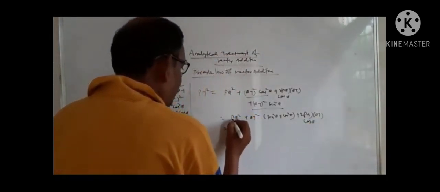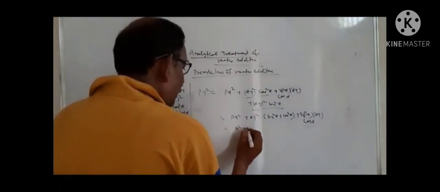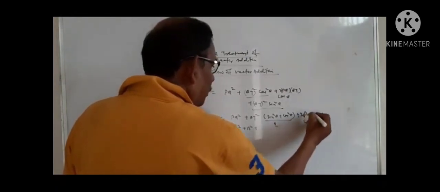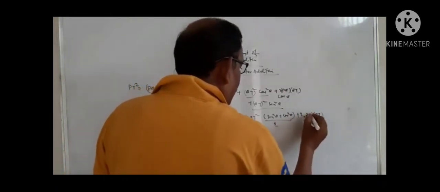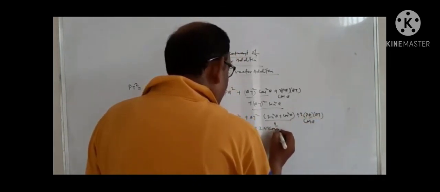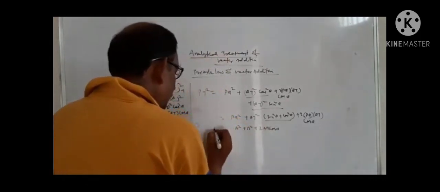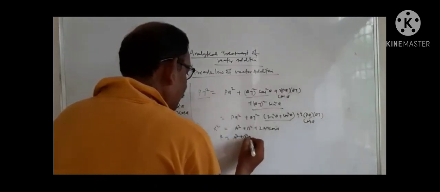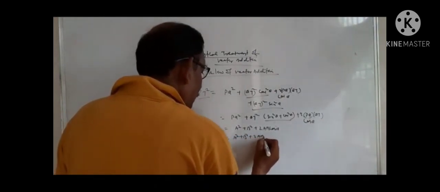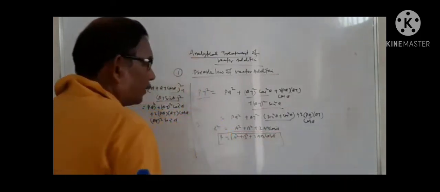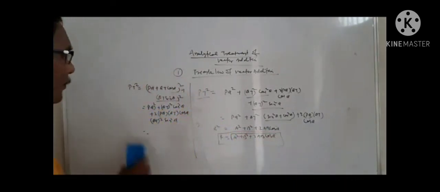Now put the values: PQ is A, so it is A square, QT is B, so B square, the bracket value is 1, and plus 2 AB cos theta. R square is equal to this value, where PT is R. So R is equal to the square root of A square plus B square plus 2 AB cos theta. This is the resultant of two vectors by using the triangle law of vector addition.